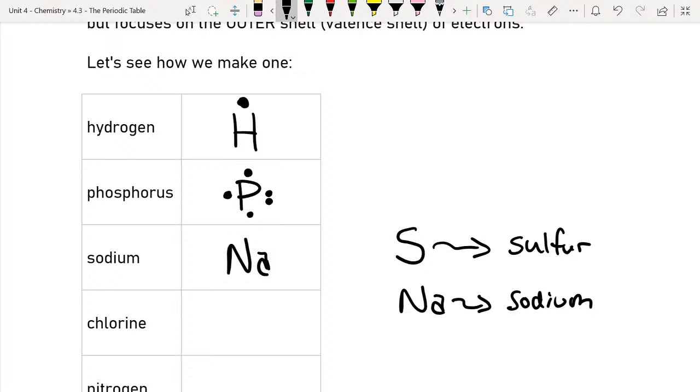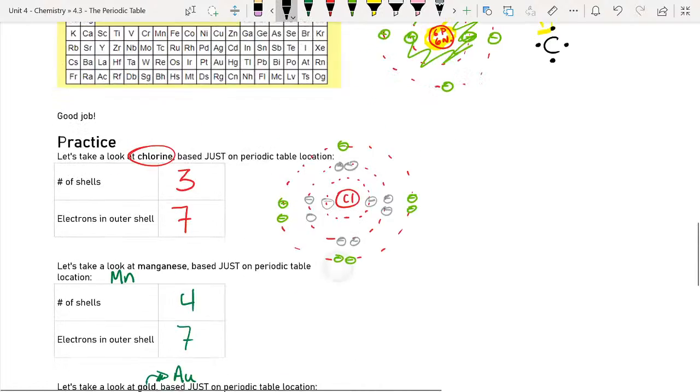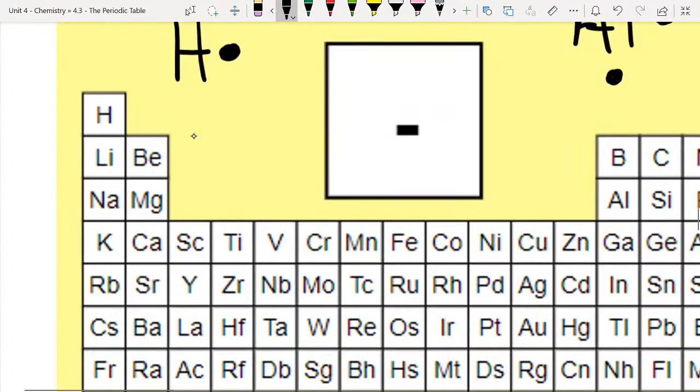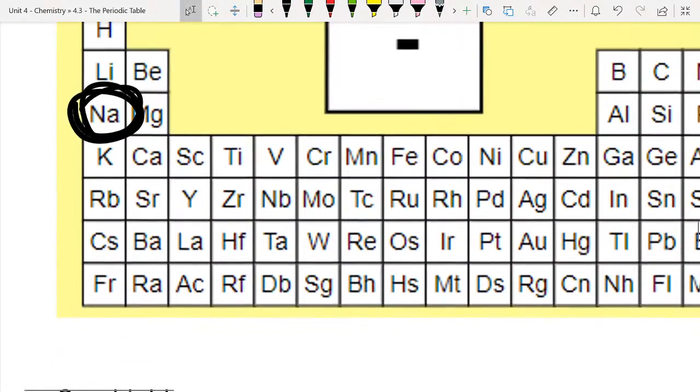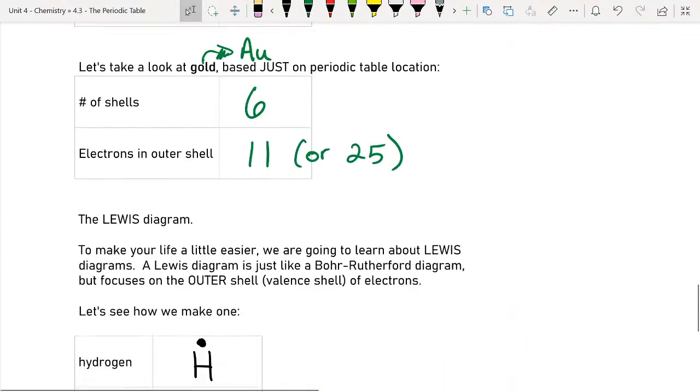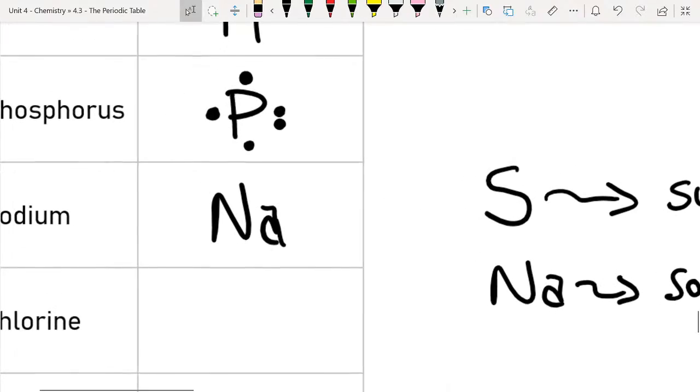On the periodic table, where do we find sodium? Right there. So how many electrons in its outer shell? Just one. One lonely little electron. Sodium has a lot of electrons, but not in its outer shell. In its outer shell, it's just got one lonely little electron.